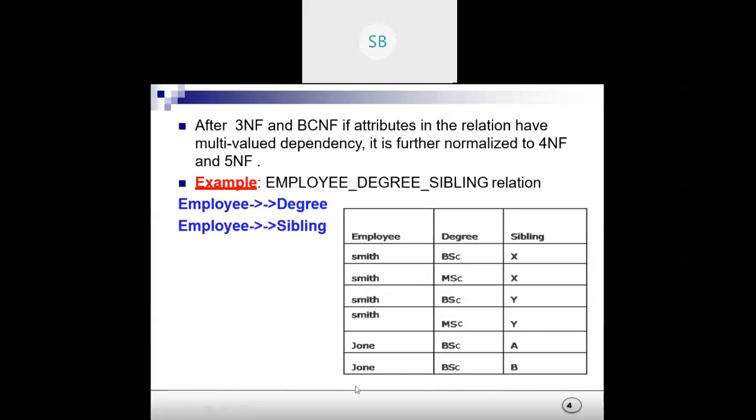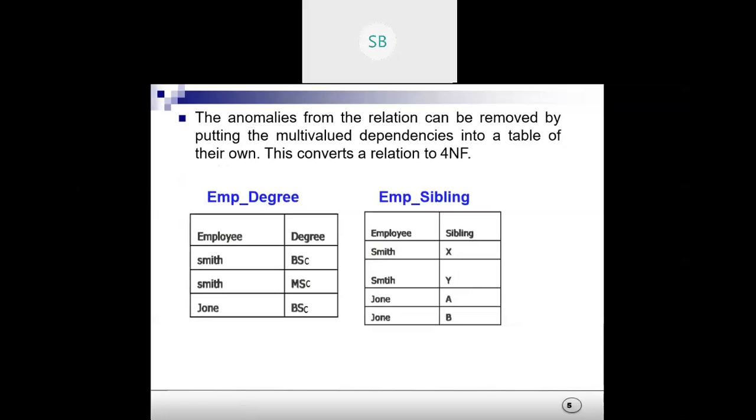For Joan, you can see here there are 2 siblings, but only 1 degree, BSc. So you can see here A and B. If you have any confusion in the table, please ask me. Any confusion? No, ma'am. Okay.